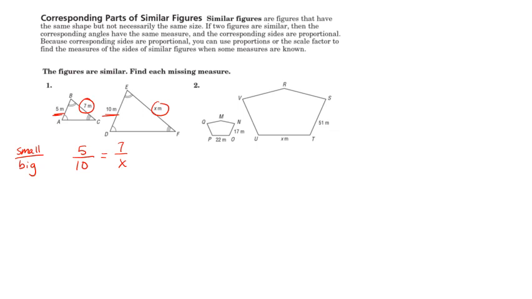The hardest part is keeping them lined up, because once you have them lined up correctly, you can just solve the proportion. So I'm going to do 5 times x equals 7 times 10, which is 70. Divide by 5, and I get x equals 14 meters.